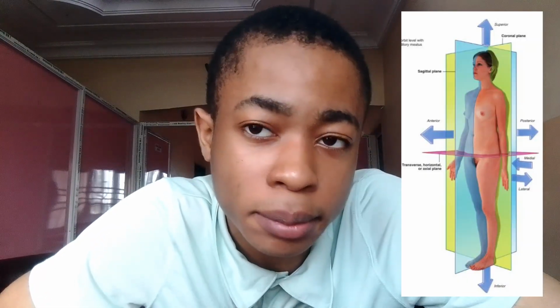With respect to the anatomical position of the human body, we have three anatomical planes. The first one we'll talk about is the coronal plane. The coronal plane is a vertical plane that divides the body into the anterior and posterior compartments. This is 90 degrees to the next plane, the sagittal plane. The sagittal plane is the second plane. It's a vertical plane, and it divides the body into lateral and medial sections.